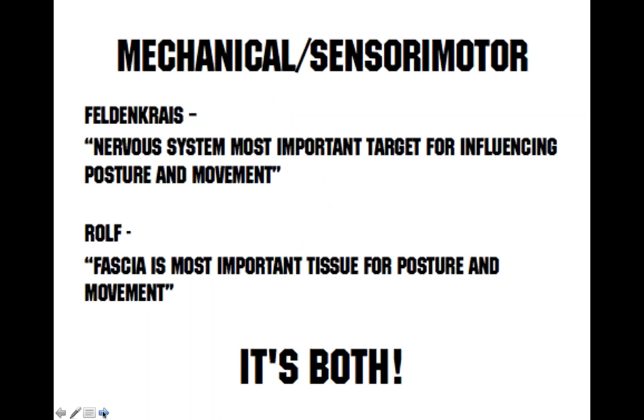So again, I talked about this idea of mechanical and sensory, but most of us know who Moshe Feldenkrais is. He's paramount within the field of motor influence and posture, but he thought the nervous system was probably the most important target for influencing posture and movement. And then conversely, you have Ida Rolf, the famous Ida Rolf, who talks about fascia and has treated fascia with many people and taught her system, saying fascia is the most important tissue for posture and movement. And again, one's mechanical and one's neuro, so we think if we can communicate both, we'd have pretty good outcomes.